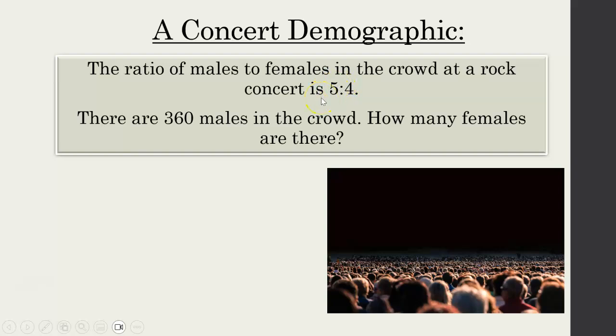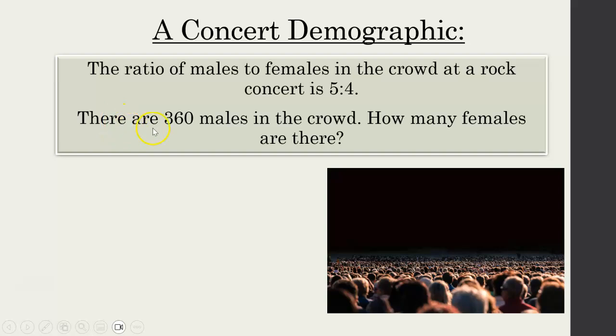Now, again, when we were learning about what ratios actually are, this means that for every 5 males in the crowd, there would be 4 females. So think about it. If I took 10 males, how many females would there be? Well, there'd be 8, because I'm doubling the males, so there'd be double the females. So if there's 10 males, there'd be 8 females.